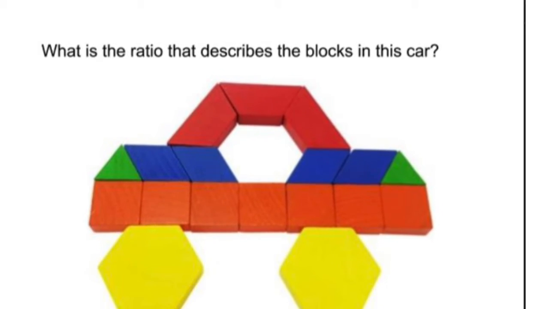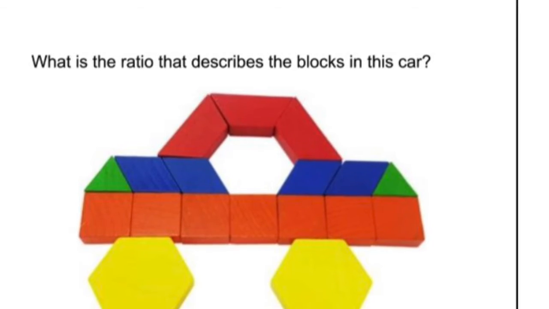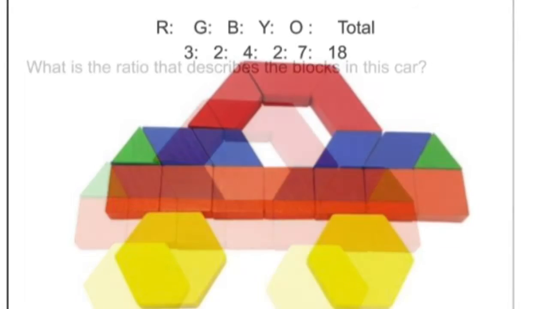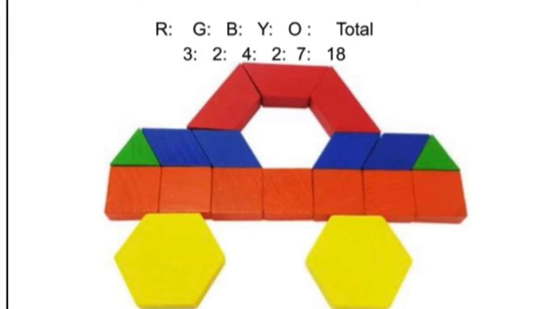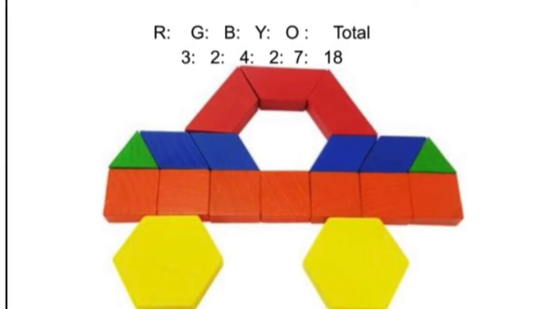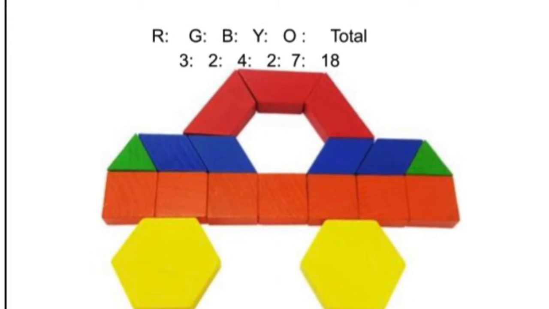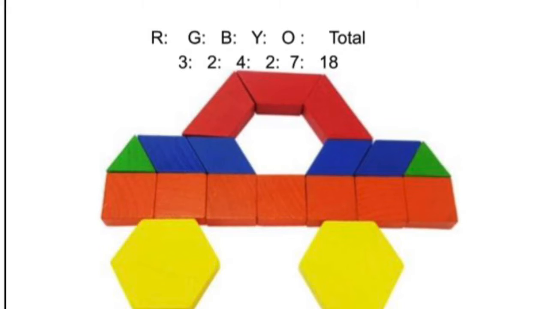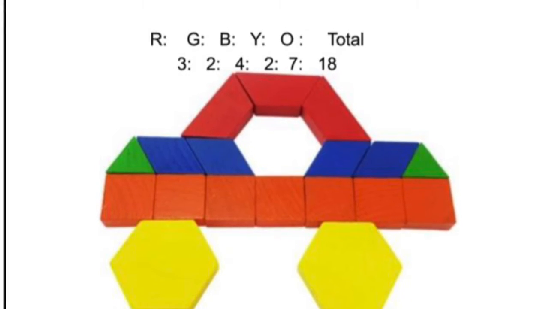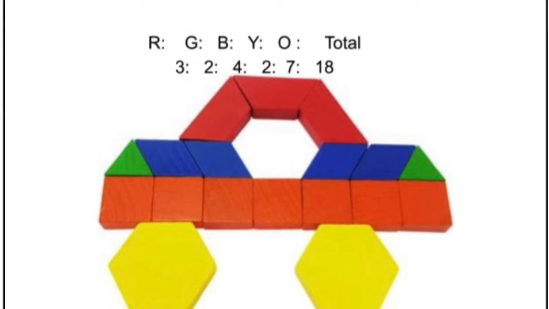Remember, we counted up how many reds and how many greens, how many blues and oranges and yellow blocks there were. And we ended up with a ratio that looked like this. For red, we had 3 blocks. For green, we had 2 blocks. For blue, we had 4 blocks. For yellow, we had 2 blocks. For orange, we had 7 blocks. And when we add all those blocks together, our total would be 18. And that is a ratio, when you put numbers all in a row that go together.